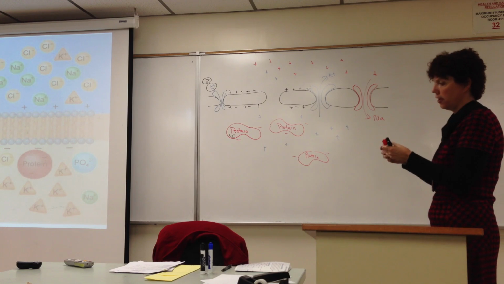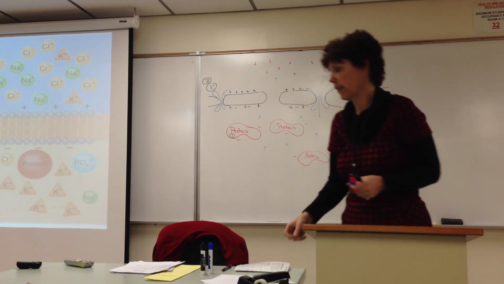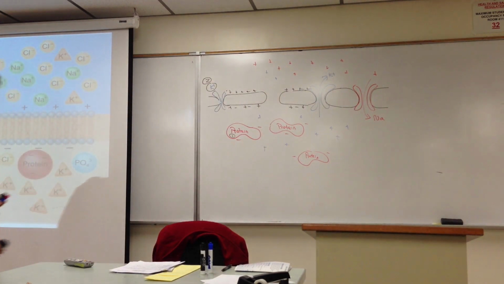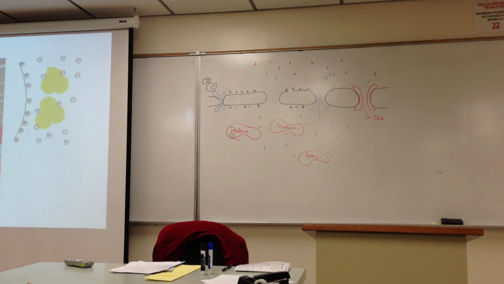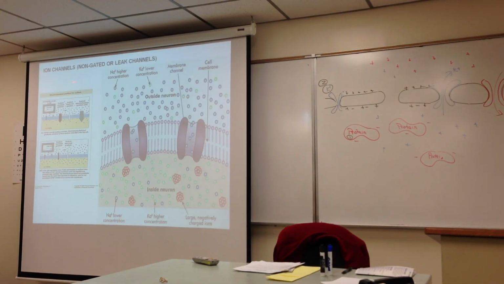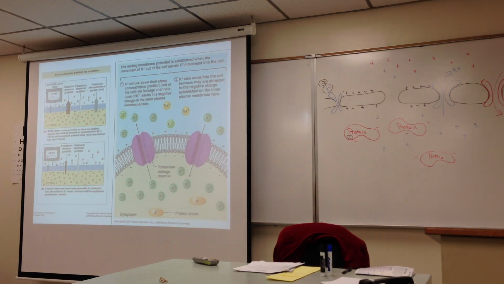All right, the third factor that affects our resting membrane potential. We have the negatively charged proteins inside the cell. We have the ion-gated channels, more of which are potassium than are sodium. So more potassium is leaking out than sodium is leaking in. That's shown on this image as well.